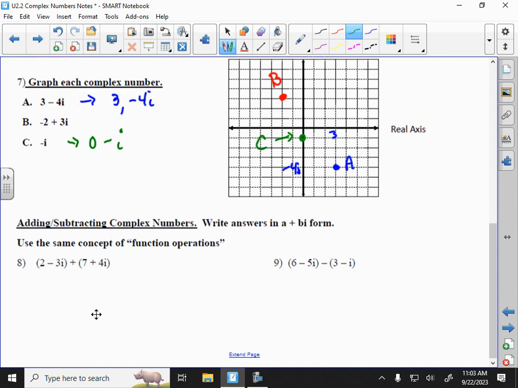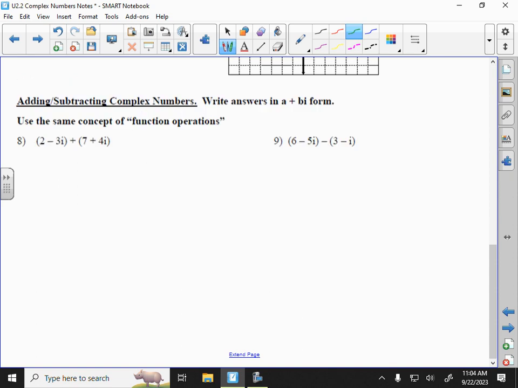All right, adding, subtracting, and multiplying complex numbers, same concept as when we did polynomials and when we did functions. Right? So with adding, we could just drop the parentheses and combine like terms. Okay, so 2 minus 3i plus 7 plus 4i. All right, so we can add the like terms together. 2 plus 7 is 9.